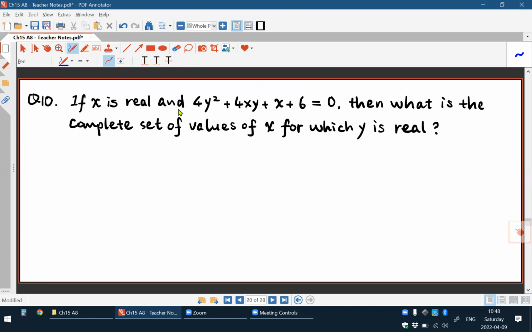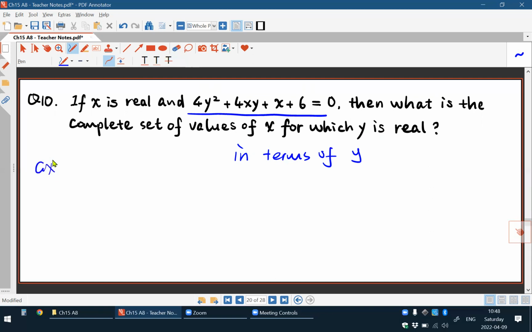Okay, if x is real and this is an equation, right? Then what is a complete set of values of x for which y is real? Actually, you can consider it as an equation in terms of y. So what does it mean in terms of y? Everything except y is constant. You can treat it like that. If you treat anything except y as constant, this is a quadratic equation, right?